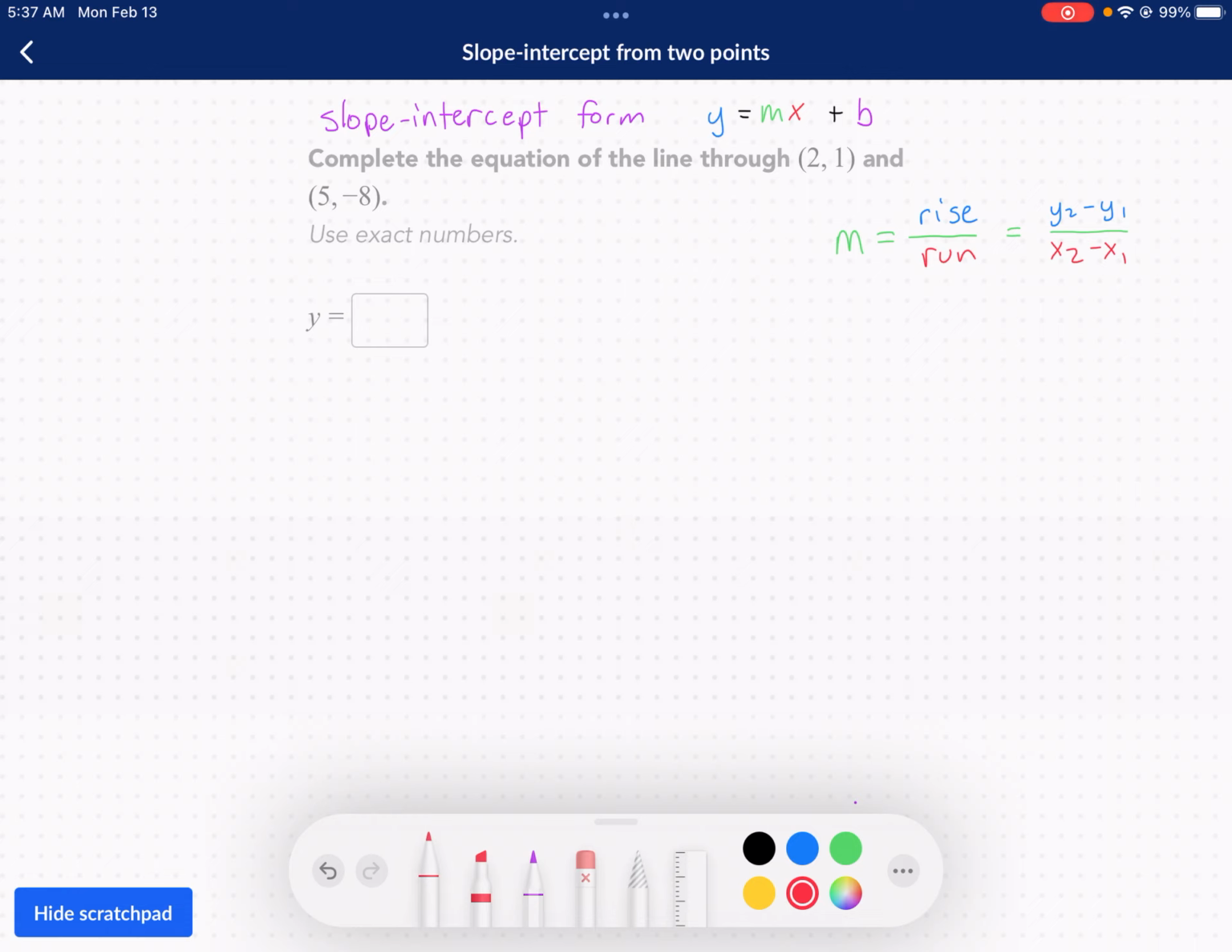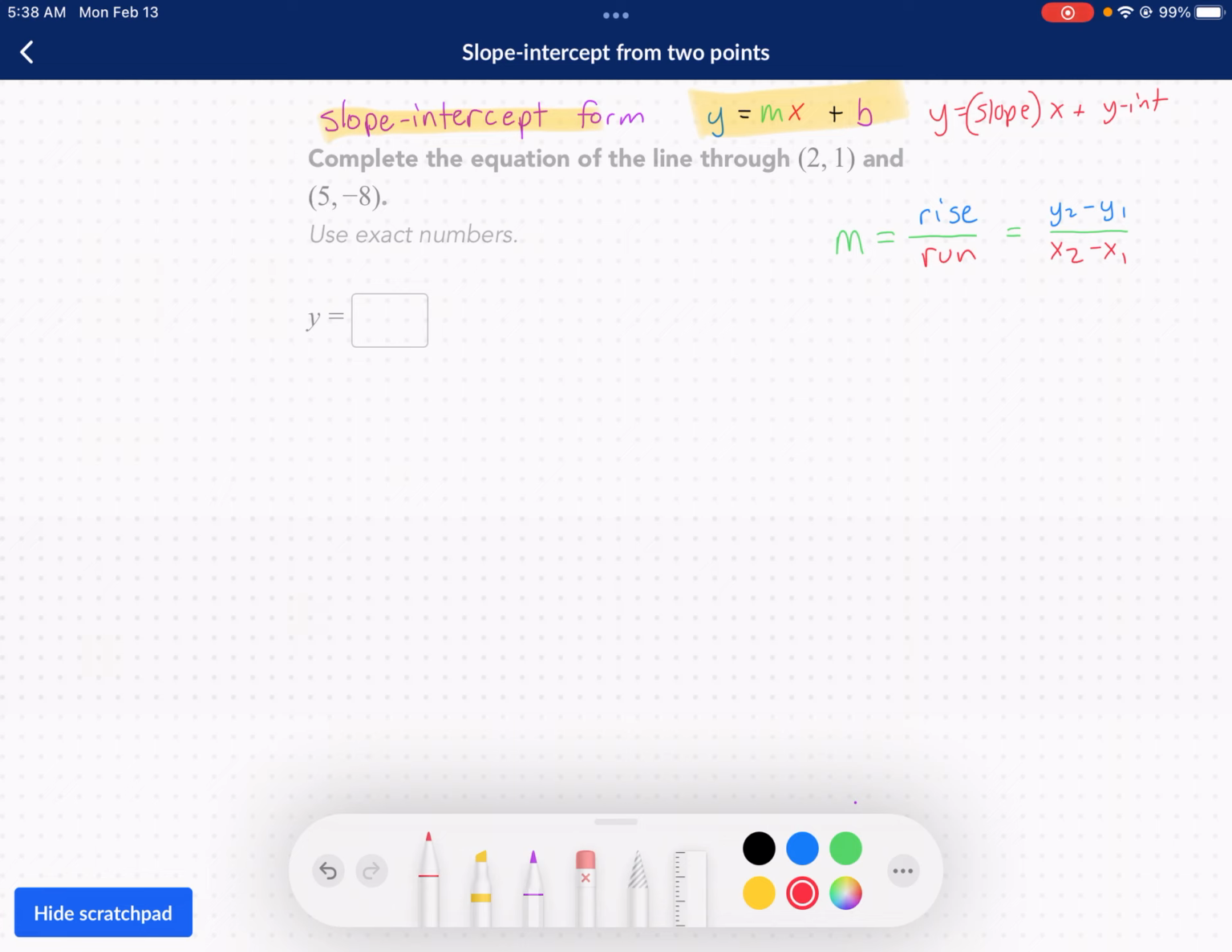Two things you need to know before we tackle this first problem. We need to know what slope-intercept form is. Slope-intercept form is y equals mx plus b. A better way to understand it is y equals the slope times x plus the y-intercept. So b is the y-intercept, m is the slope, and x and y are just the inputs of x and the outputs for y. Okay, so let's look at the first problem, and I'll show you how to do it.